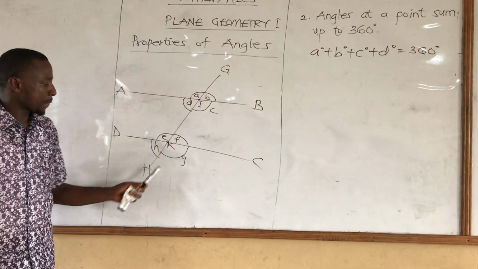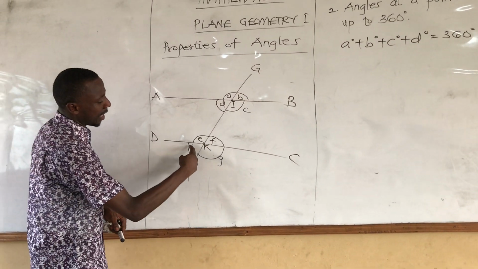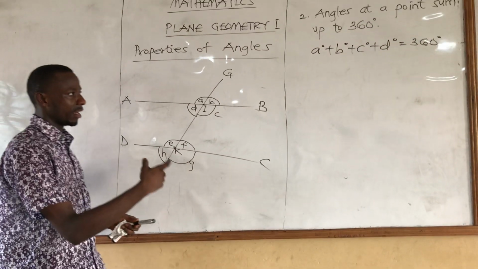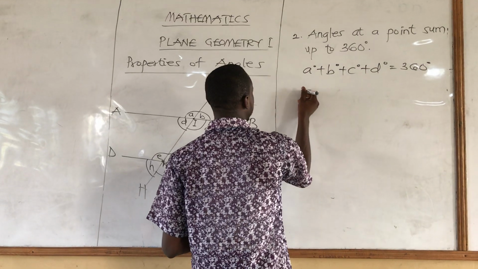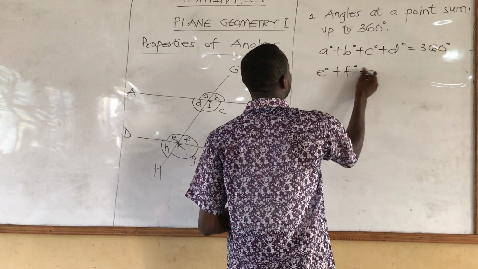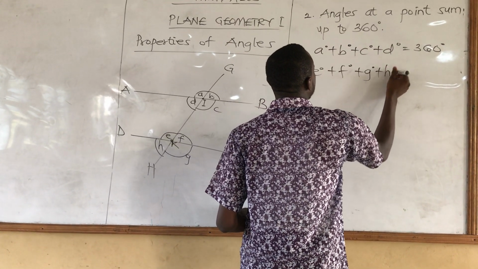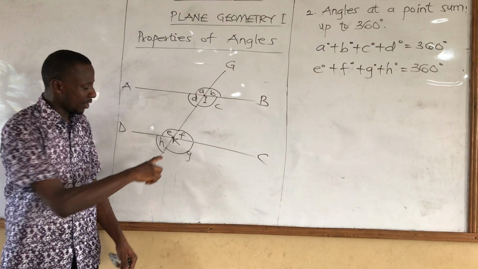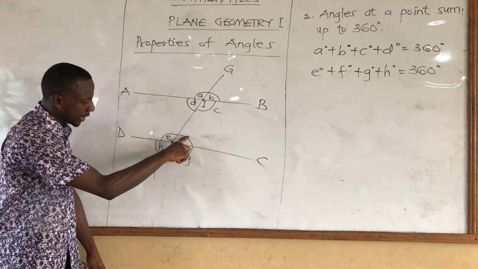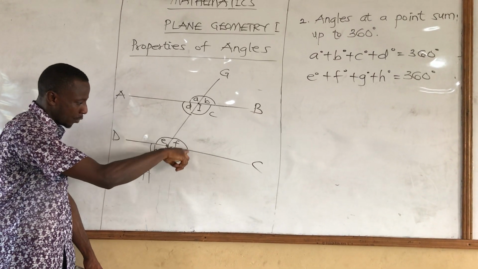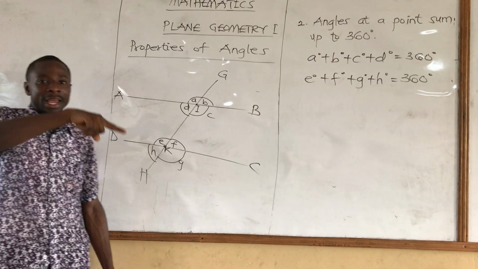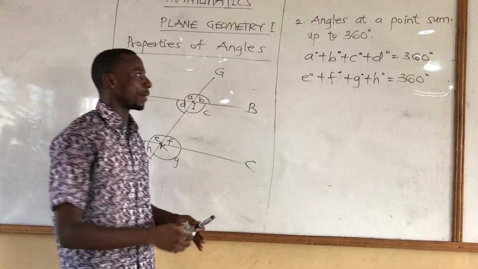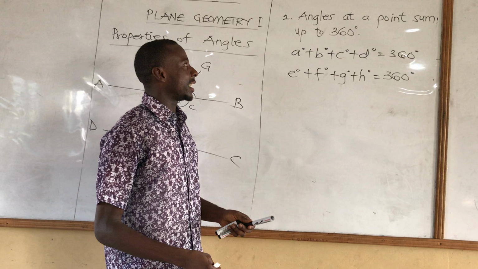When we come here, we can also say that angle E plus F plus G plus H is also equal to 360 degrees, because when we put them together, this plus this plus this plus that, we are putting everything together, forming like a circle. And you know that a circle, the total degrees is 360. Let's look at the third property.